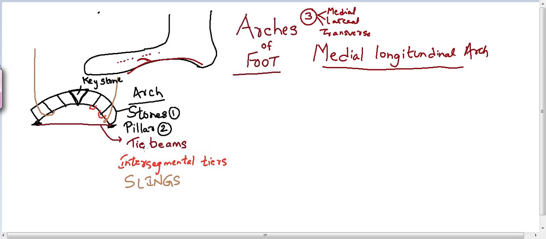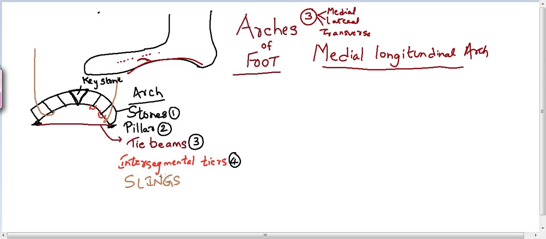The third aspect is connecting the pillars from one pillar to another pillar. There will be a beam. It's called a tie beam because it's tying the pillars. Then, imagine each of these stones as a segment. Connecting one segment to another segment, there is a staple, also called an intersegmental tie, connecting one segment to the other segments.